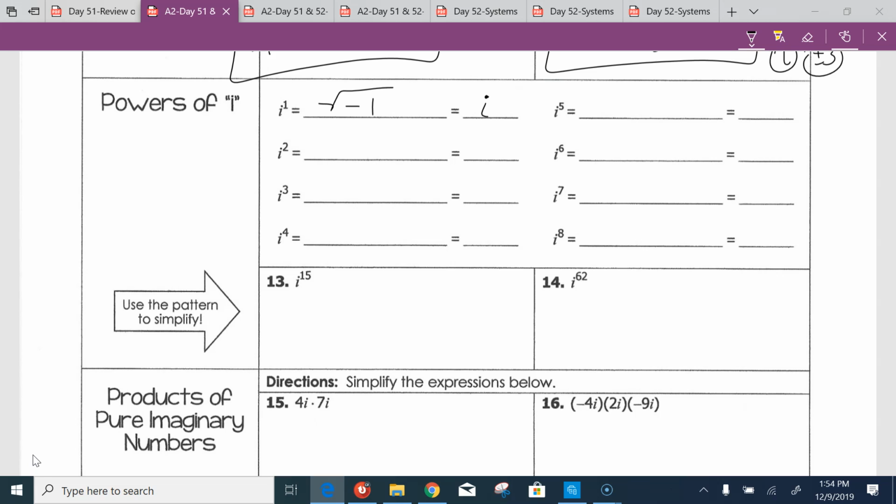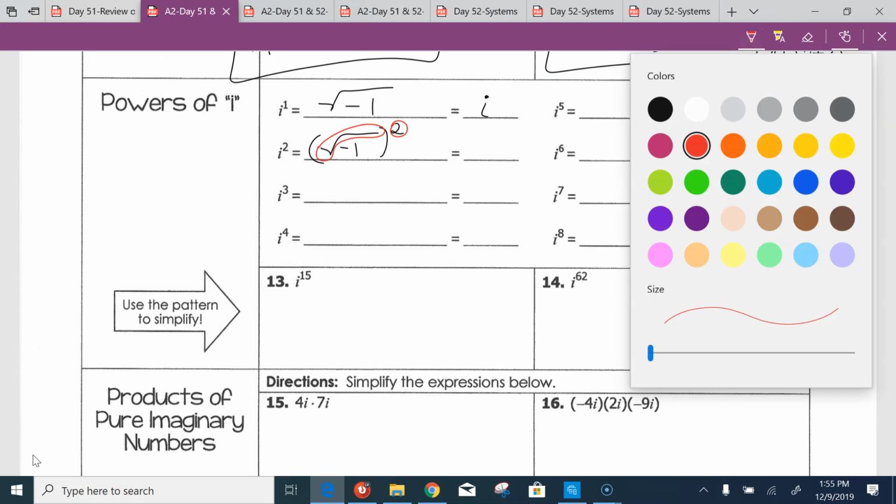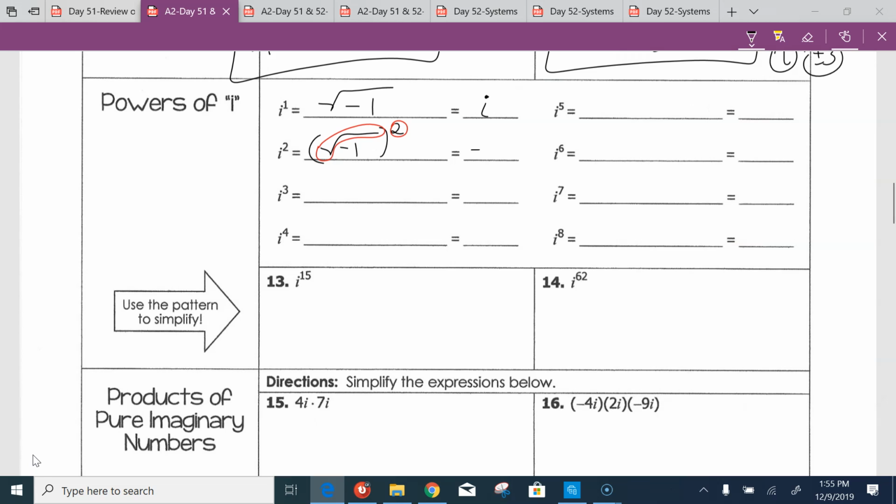Now what does i squared mean? Well, that would mean you have the square root of -1, but you're squaring it. And we talked about in the last lesson that when you have squaring and square rooting, like we have here, those are opposites. They cancel each other out, and you're left with just your original number underneath the radical symbol, which is -1. So i squared equals -1.